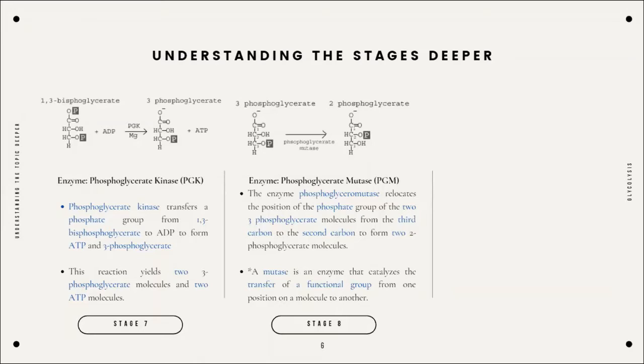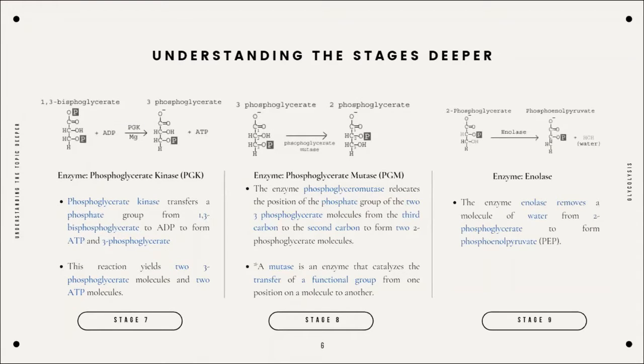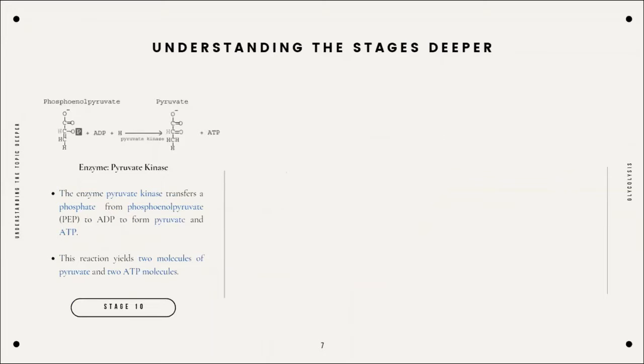A mutase is an enzyme that catalyzes the transfer of a functional group from one position on a molecule to another. In stage 9, the enzyme enolase removes a molecule of water from 2-phosphoglycerate to form phosphoenolpyruvate. In stage 10, the enzyme pyruvate kinase transfers a phosphate from phosphoenolpyruvate to ADP to form pyruvate and ATP. This reaction yields 2 molecules of pyruvate and 2 ATP molecules.